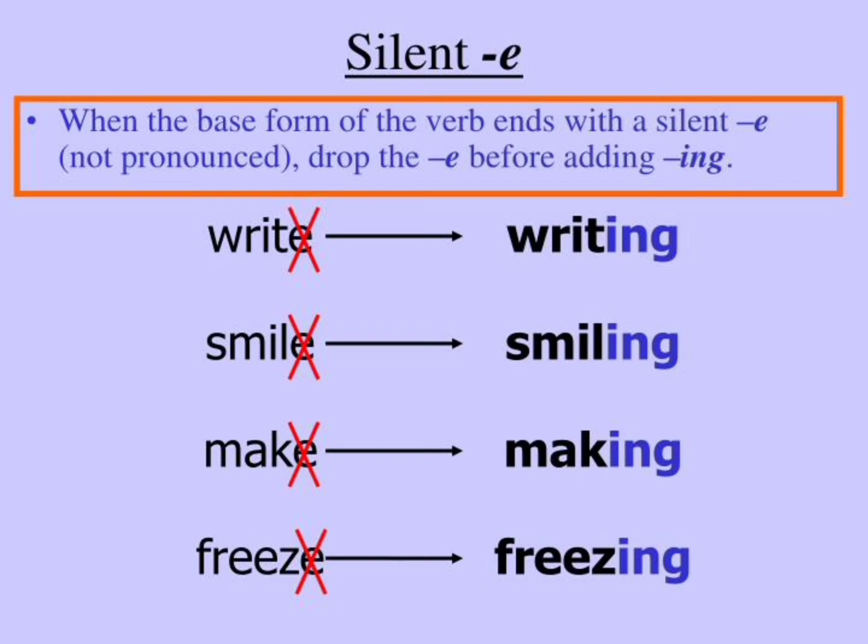Now, how to add ing to the present form of the main verb? When the base form of the main verb ends with a silent e, as in write, smile, make, freeze, that is not pronounced, you can drop the e and then add ing. For example, write, writing. Smile, smiling. Make, making. Freeze, freezing. This way you can add ing in case of silent e.